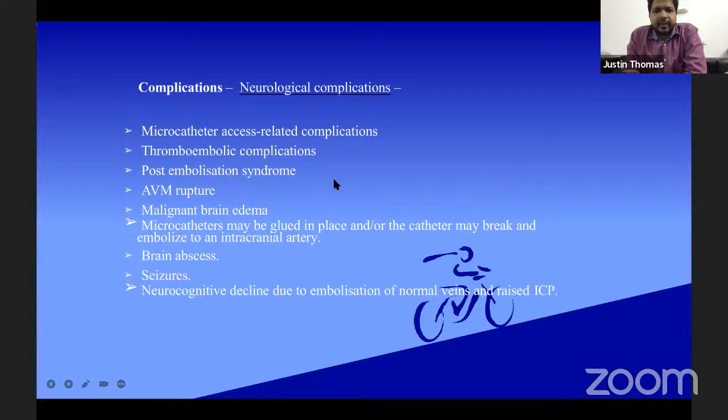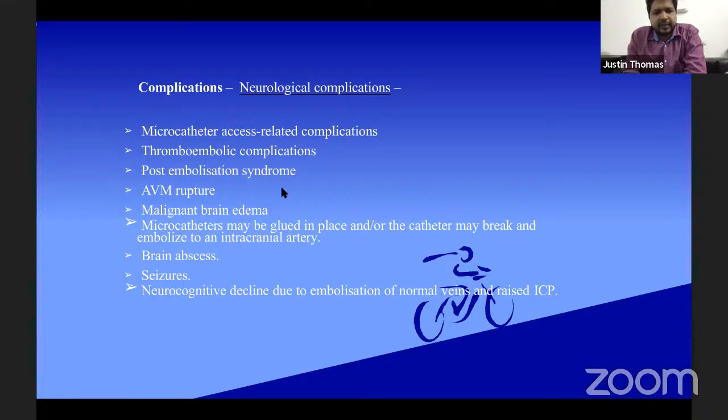So what can be the complications? There can be microcatheter access related complications like vessel rupture, dissection, etc. Then thromboembolic complications are always possible. There is a syndrome called post-embolization syndrome, which is due to the inflammation caused by the occlusion of blood flow, that is characterized by fever and other features. And there is a chance of AVM rupture.